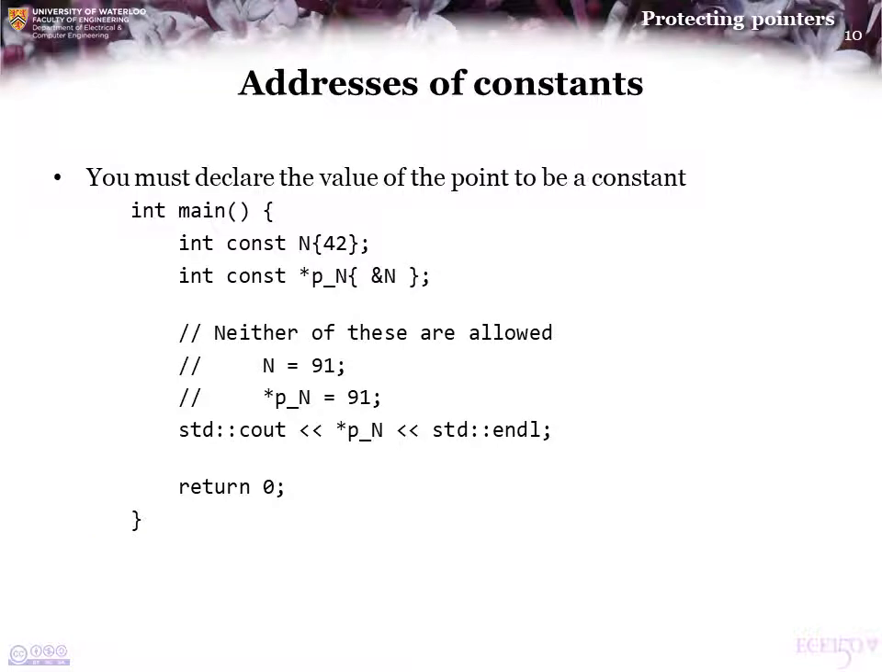Instead, if you wanted to store the address of a constant to a local variable, that local variable itself must be declared to have a value that is constant. So this will now work. pn is declared to be a pointer, and what it is pointing at is constant. This works, so we can neither assign to n, nor can we assign to what is at the address of pn. We can, however, still access what is there.